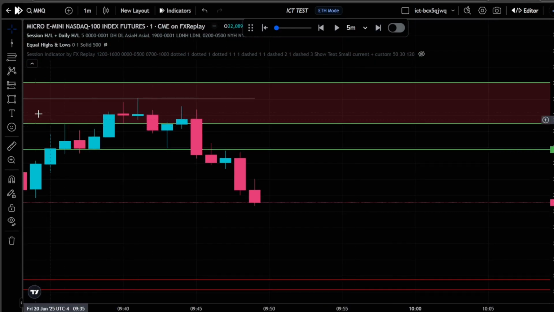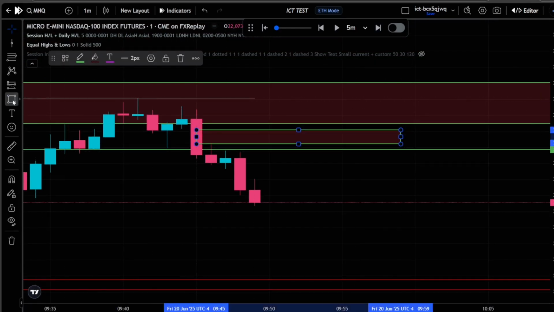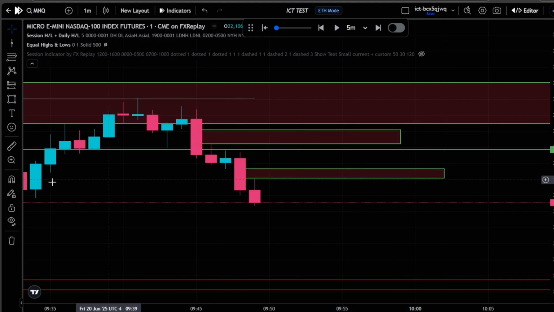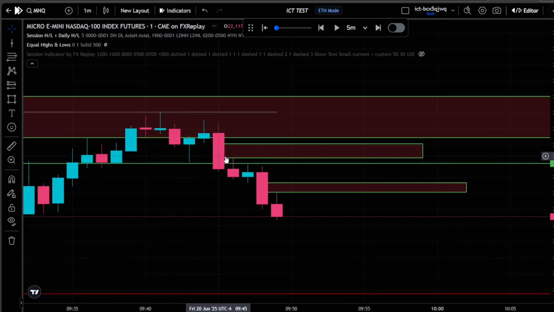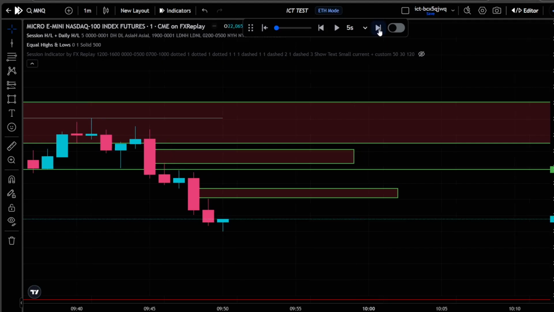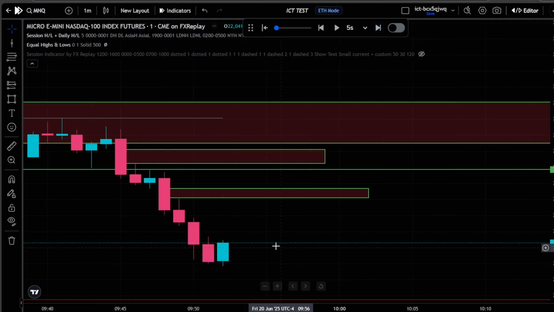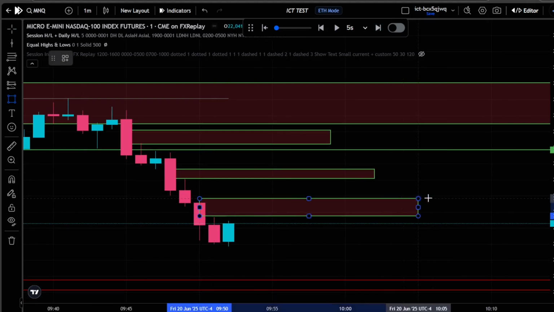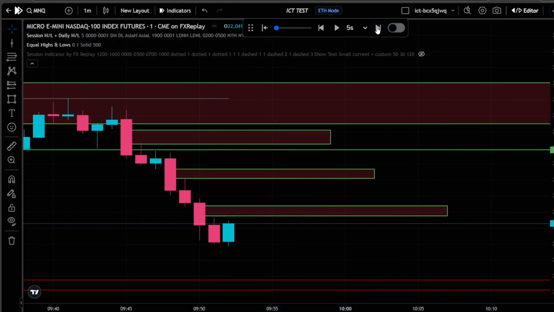Okay, so entries for me are after a market structure shift and an imbalance. So I'm going to just mark out these imbalances. And we had a market structure shift here. You could also say there. And I'm going to go down to the 5 second because I don't want to miss any entries. Okay, so we may tap into this imbalance here. Okay, so we just tapped into it.